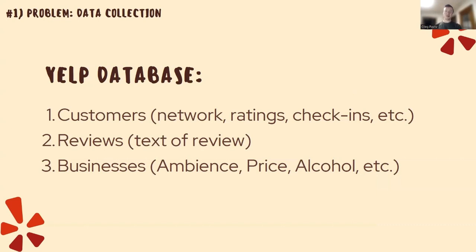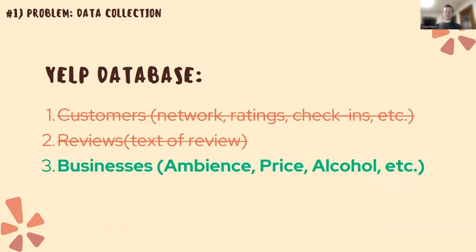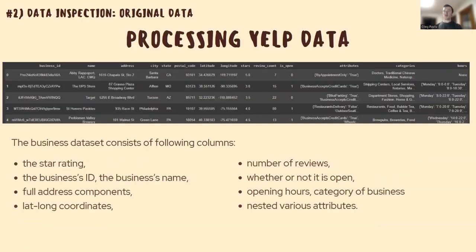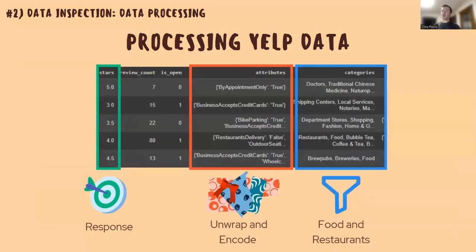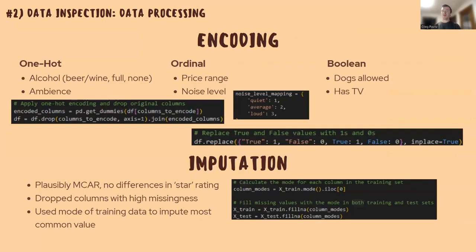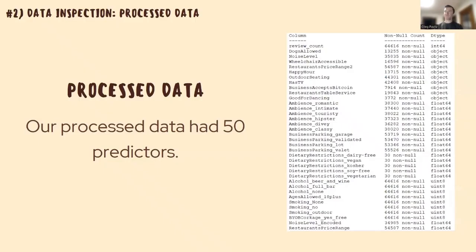So initially, we had three different databases. We decided to go with the business database that also includes the ratings to build our prediction model. Most of the columns we initially dropped because they're not relevant to our model. We also had to unroll the attributes because that's where most of our predictors are. Then we used different encodings for the attributes: one hot, ordinal, and boolean, and we also imputed the missing values. We also dropped some of the columns altogether if there were too many missing values. After all this processing, we are left with 50 predictors.